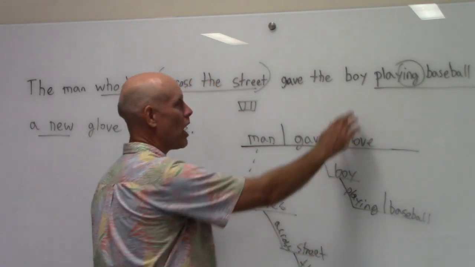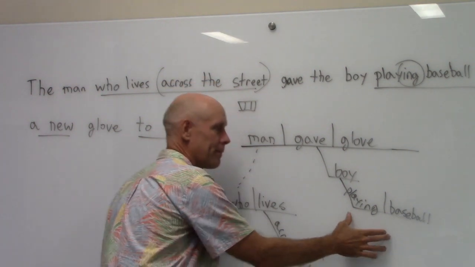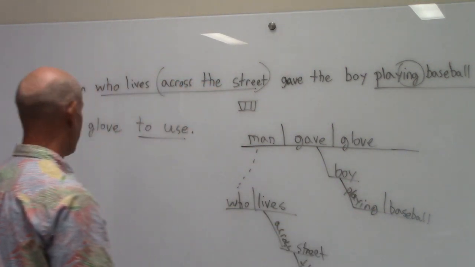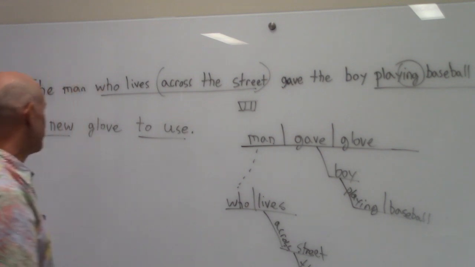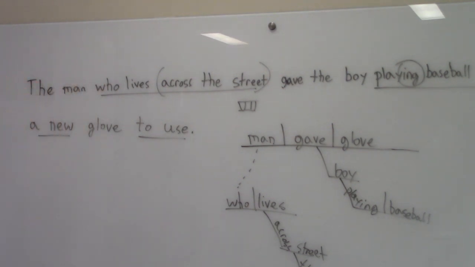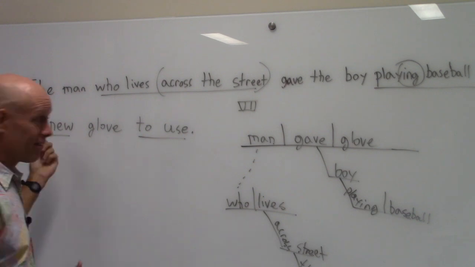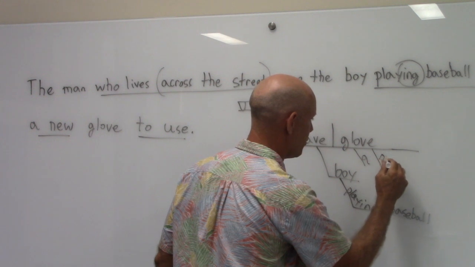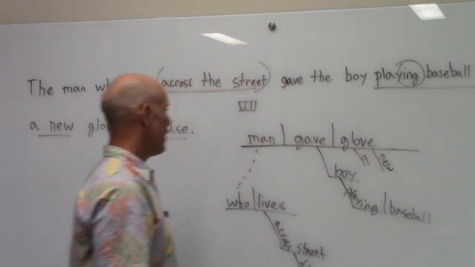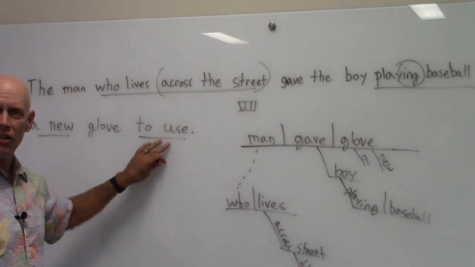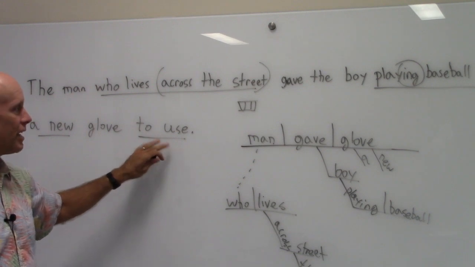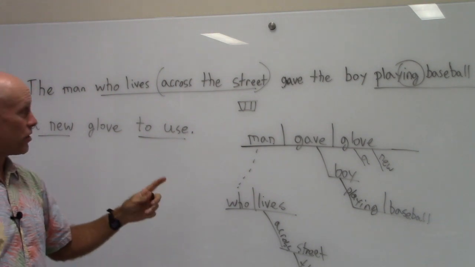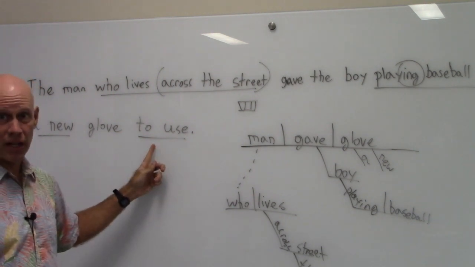Which boy, what kind of boy? Which boy? The boy playing baseball. There's your adjectival participle phrase. And what do we have left? What kind of glove is it? The new glove. Which glove is it? The new glove. All right. So we have our determiner, and then we have new. Now, what question is this answering? Is it answering when, where, or how? Or what are my other questions? What are my adjectival questions again?